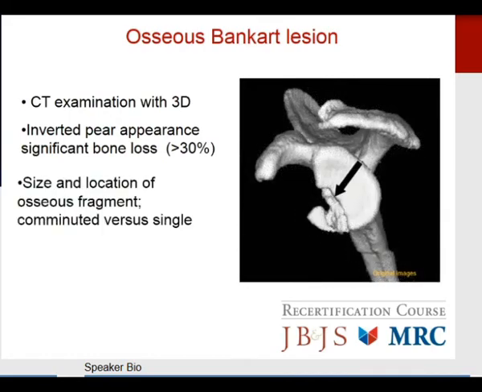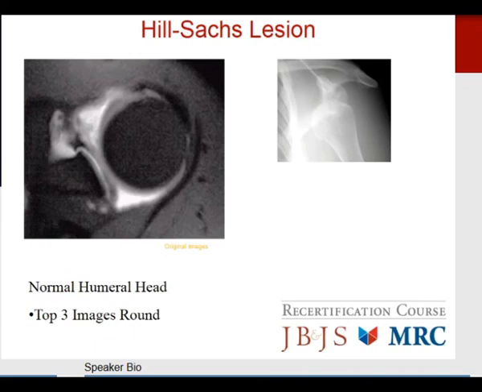We can see it on this 3D image. And the CT is very helpful for not only detecting the size of the Bankart lesion, but seeing the dislocation or the displacement of the fragment, and to determine if it's a comminuted or a single fracture fragment. This inverted pear appearance corresponds nicely with the arthroscopic image of the inverted pear.